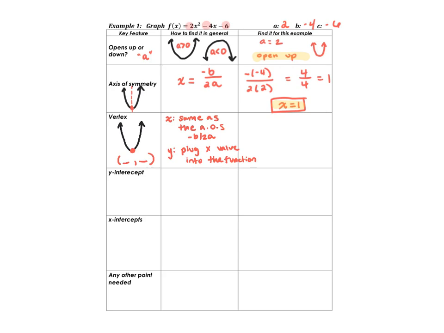Just going to plug it in. So I know that my coordinate's going to be 1 comma something. I got that 1. It's -b over 2a. I already found it when I found the axis of symmetry. And now I'm just going to do some work. So it says that f of x is 2x squared minus 4x minus 6. And now I'm just going to find what f of 1 is. I'm going to plug 1 into the function.